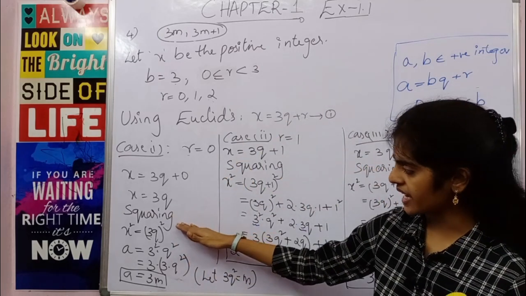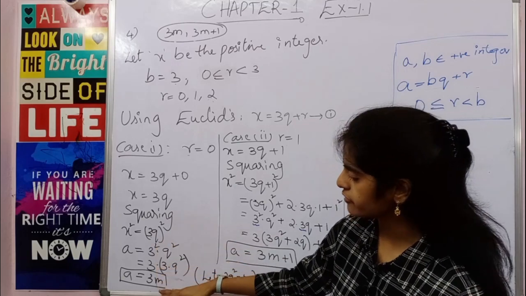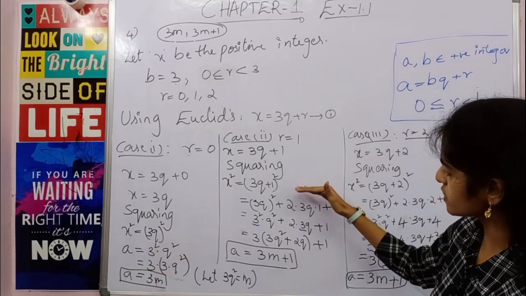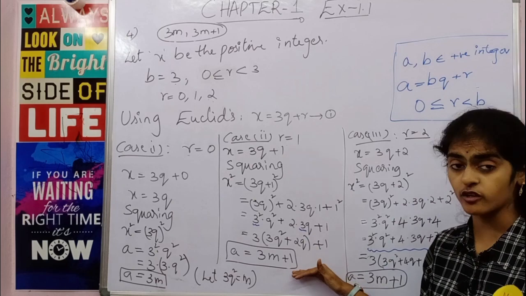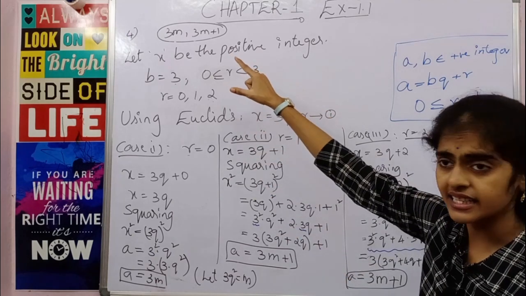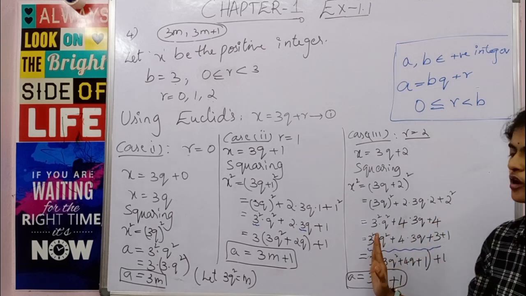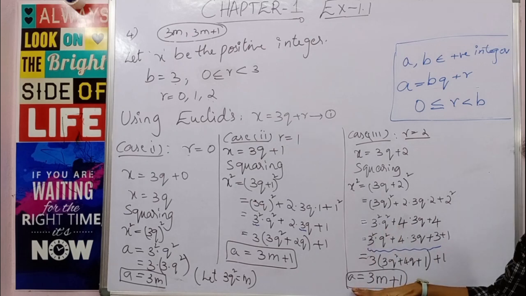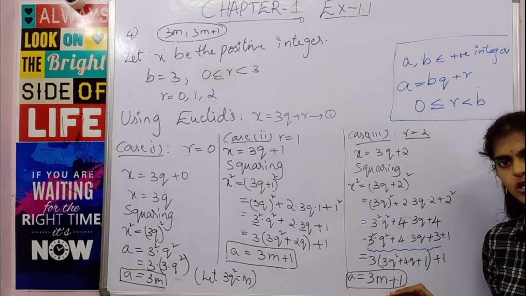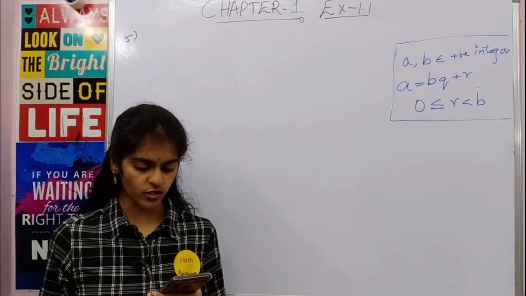Okay, now squaring, you will try to bring it of the form 3m. Okay, here also squaring, you are trying to bring it of the form 3m plus 1. Clear? Here also squaring, and here this is an extra step. I have divided this 4 as 3 plus 1 because I can take 3 common. Okay, so you got it of the form 3m plus 1. Clear? Moving on to the next question.